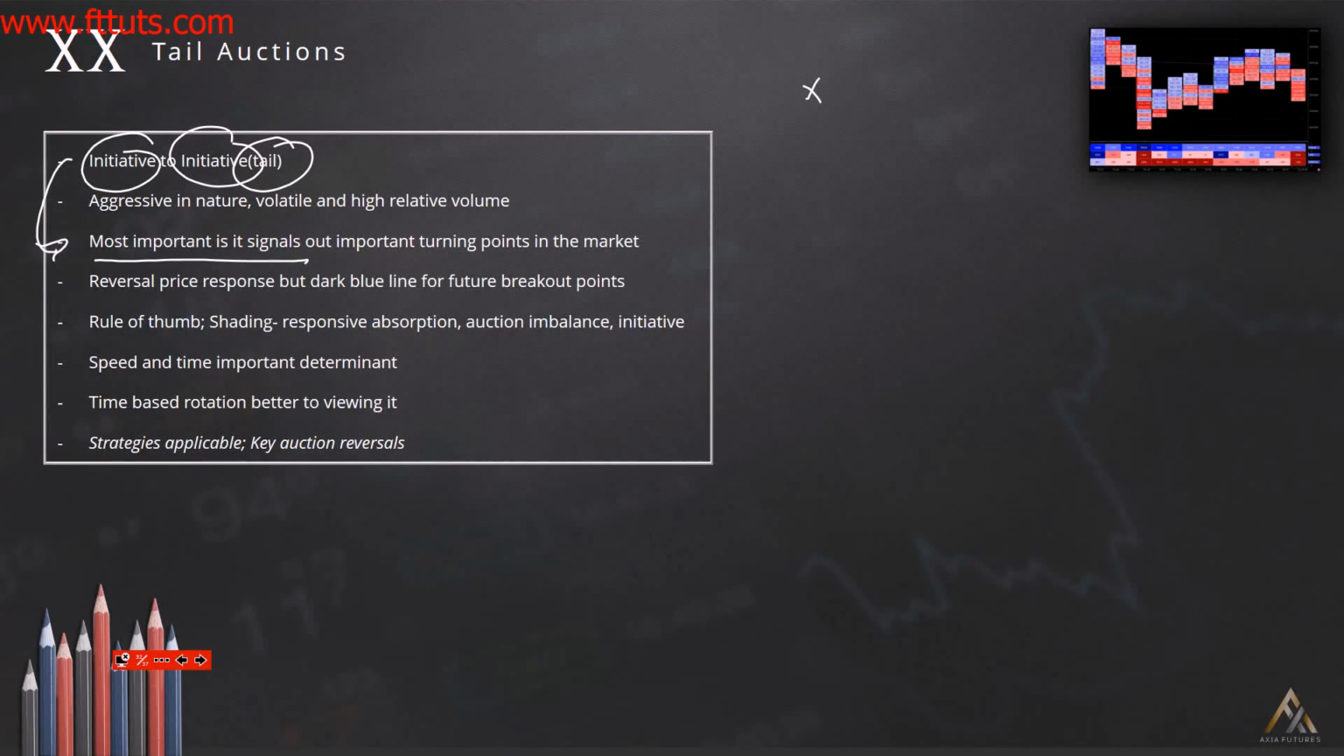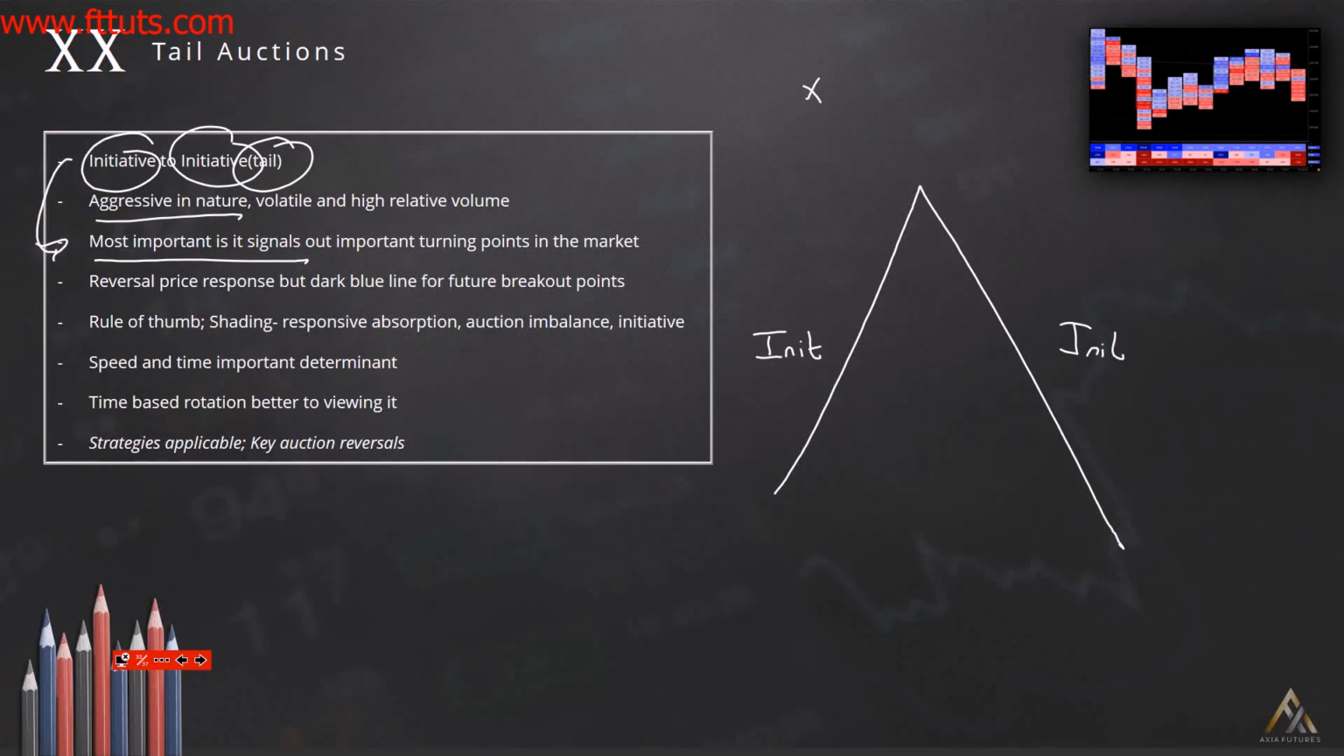Okay, now note, because it is initiative to initiative, we are going to see a very aggressive nature of the market. I'm just going to draw this here. We have initiative on the way up, and then we have initiative on the way down. Obviously we've got the buyers initiating on the way up and the sellers initiating on the way down. Because of the initiative in both directions, we are going to see a lot of volatility and high relative volume and delta.